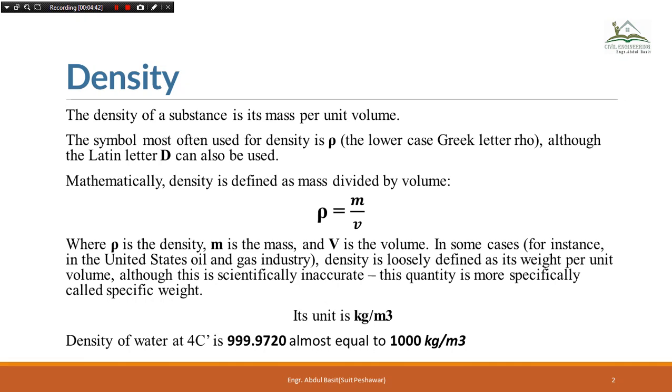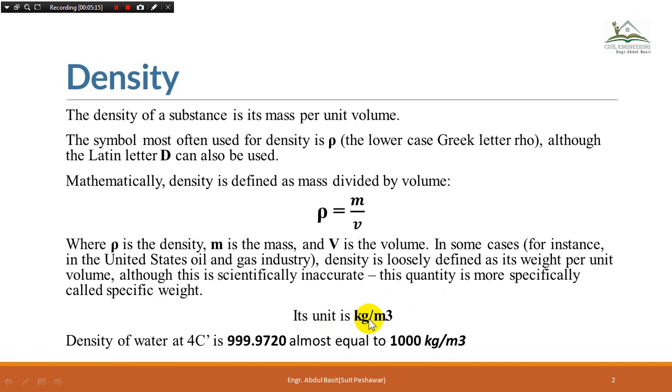But if somebody says that the density of this substance is equal to the unit weight of this substance, this is incorrect. These terms have different units, different ways of determination, and different formulas. So that sentence may be incorrect, but the basic concept being pointed toward is the same. I hope this is clear to you.